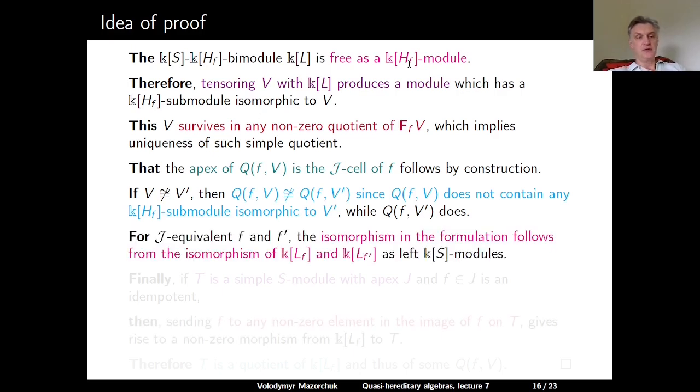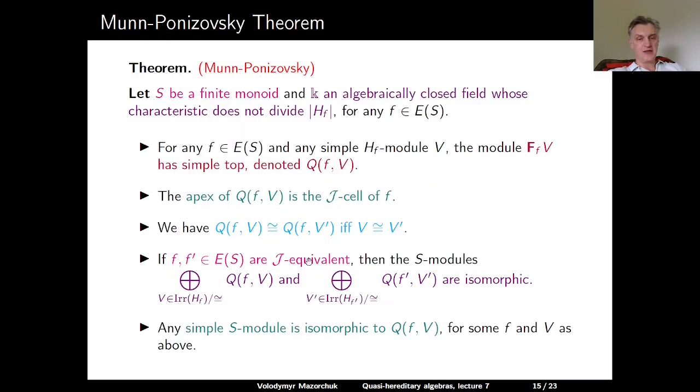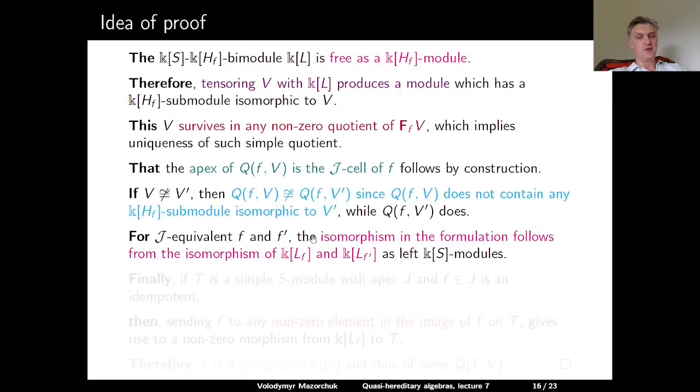If we have two-sided equivalent idempotents F and F prime, then the isomorphism which we had here between these direct sums of the corresponding simple modules follows directly from the isomorphism of the cell modules which correspond to F and F prime, which we mentioned a couple of slides ago.